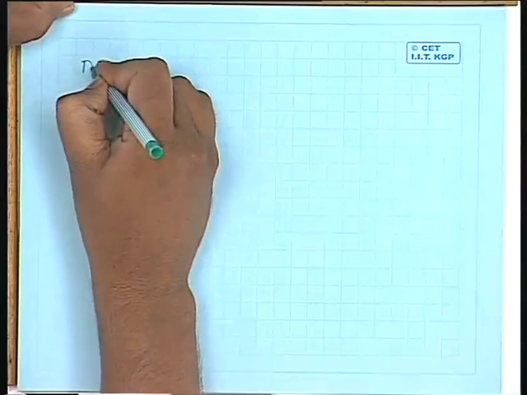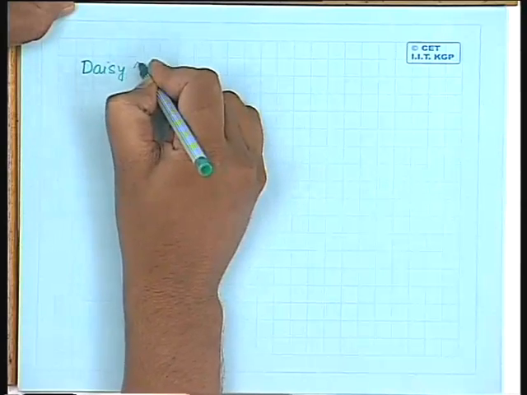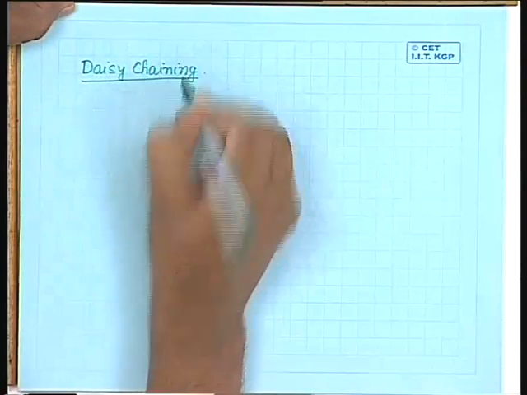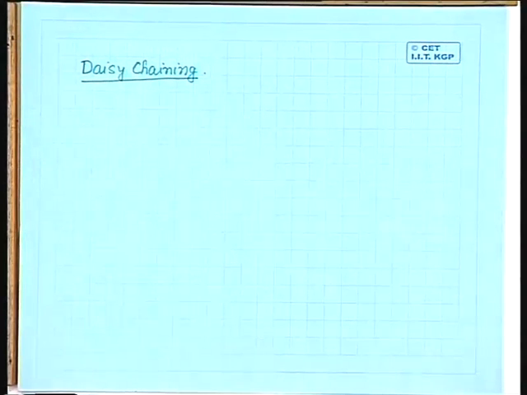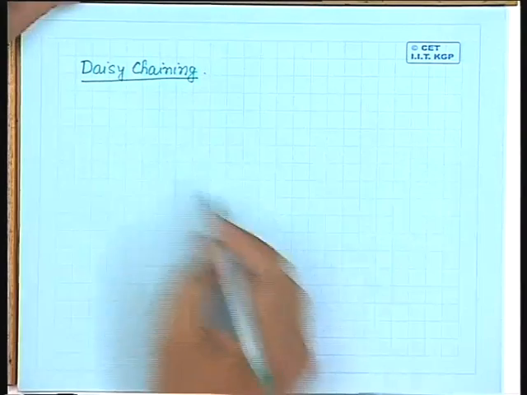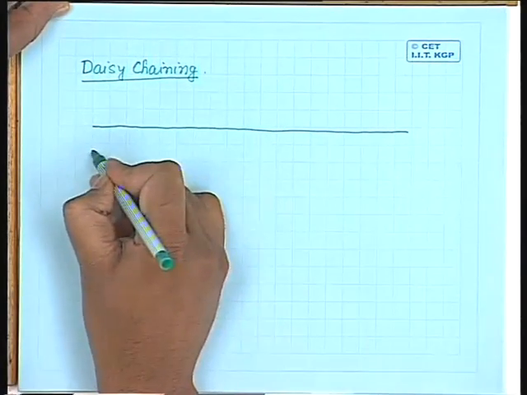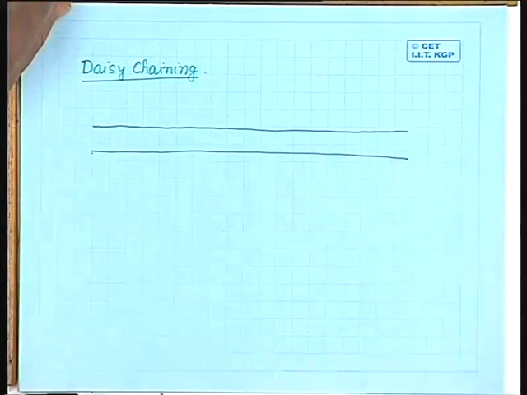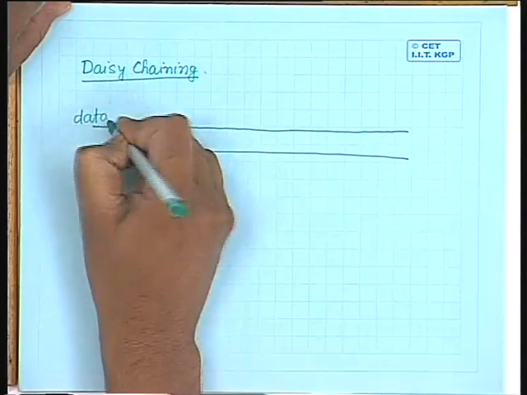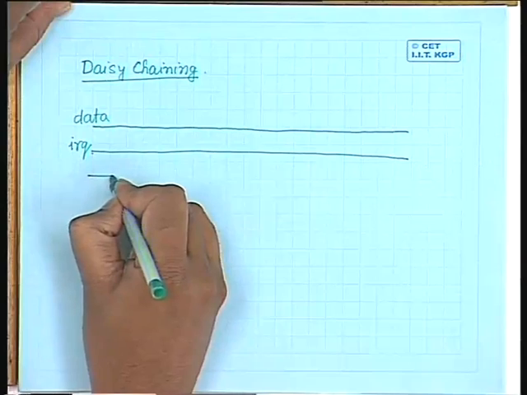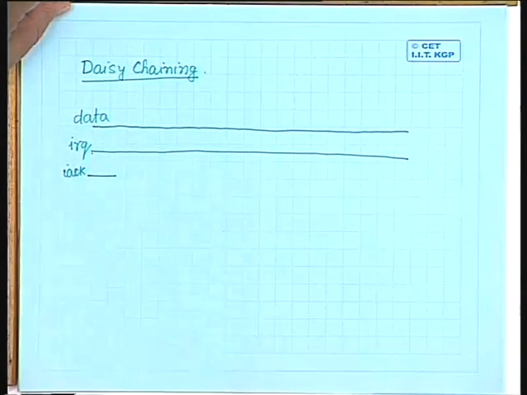The other kind of interrupt which can be used is what is called daisy chaining. In case of daisy chaining, we don't have such a complicated circuit. Daisy chaining concept is very simple. So I have a set of data lines which are connected to the CPU. I have a single interrupt request line. So these are the data lines or data bus, and this is the interrupt request line. In turn, an interrupt acknowledgement will come from the CPU.